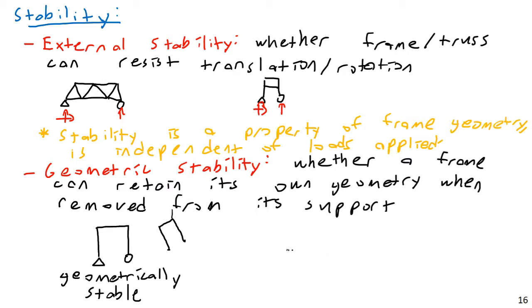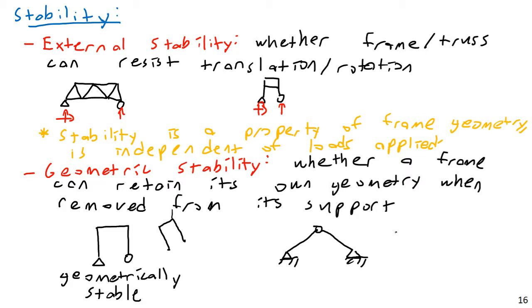Let me show you an example of something that is not geometrically stable. Let's say I have a two-member frame, with a pin joint in the middle here and two pin supports here and here. This frame, as it's positioned here, is going to be able to resist any loads that are applied to it.